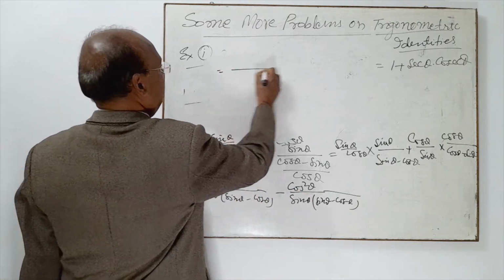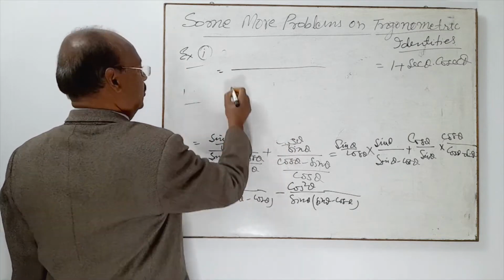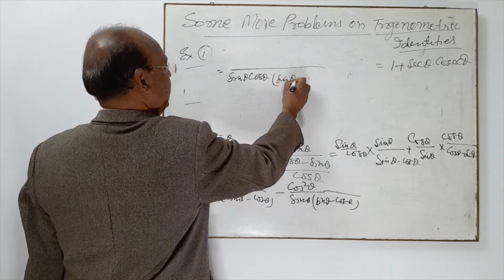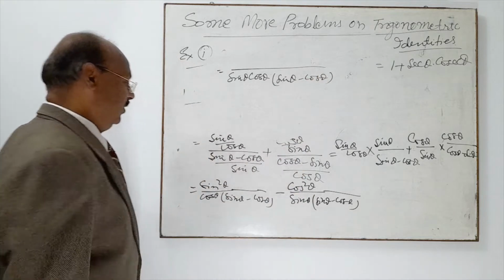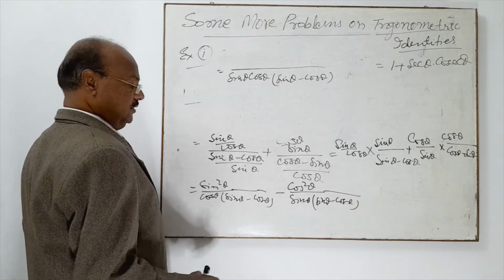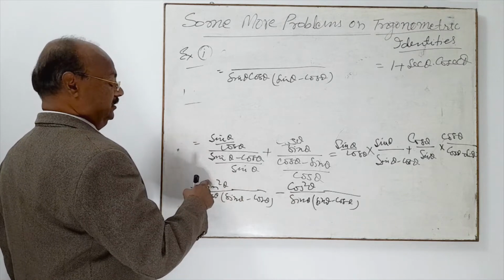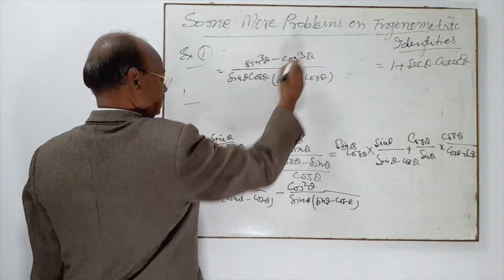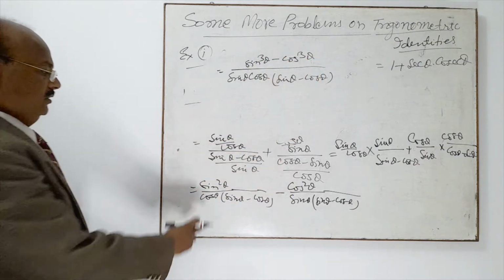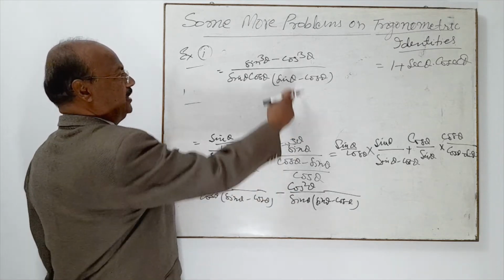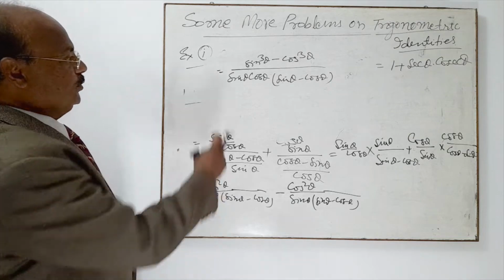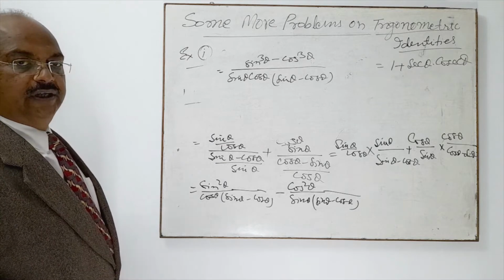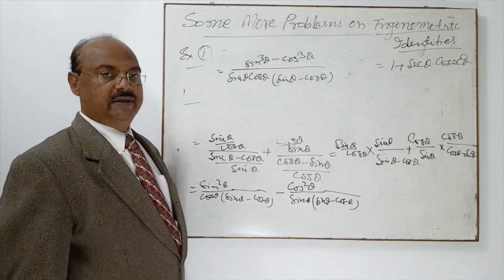So here the LCM will be sine theta into cos theta into sine theta minus cos theta. And in the numerator, sine theta will multiply with sine square theta. So this will be sine cube theta minus cos cube theta. Correct? This cos theta has been multiplied with cos square theta, we are getting cos cube theta. Now use the formula a cube minus b cube, which is equal to a minus b into a square plus ab plus b square.